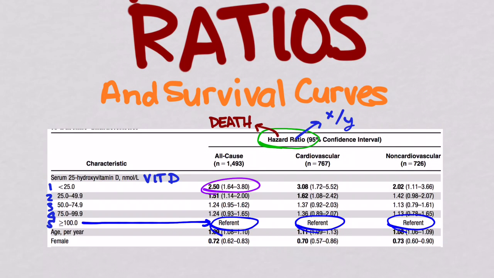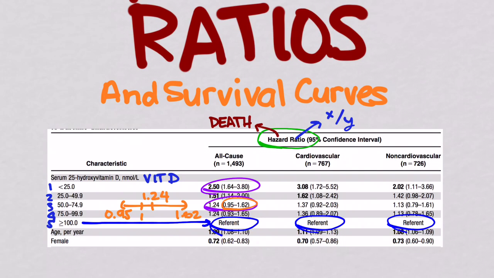So 2.5 times greater. This one here is 1.24 times greater to have a level that is 50 to 75 compared to having a vitamin D level that is greater than 100. However, we cannot forget to look at the confidence intervals, right? So here this is the confidence interval for this one, and it says that our point estimate is that it is 1.24, but the value could just as easily be 0.95 or 1.62, and what that means is it could actually be worse to have a vitamin D level that is 50 to 75, or it could actually be better. We don't know. Or it could actually be the same if the ratio was 1.